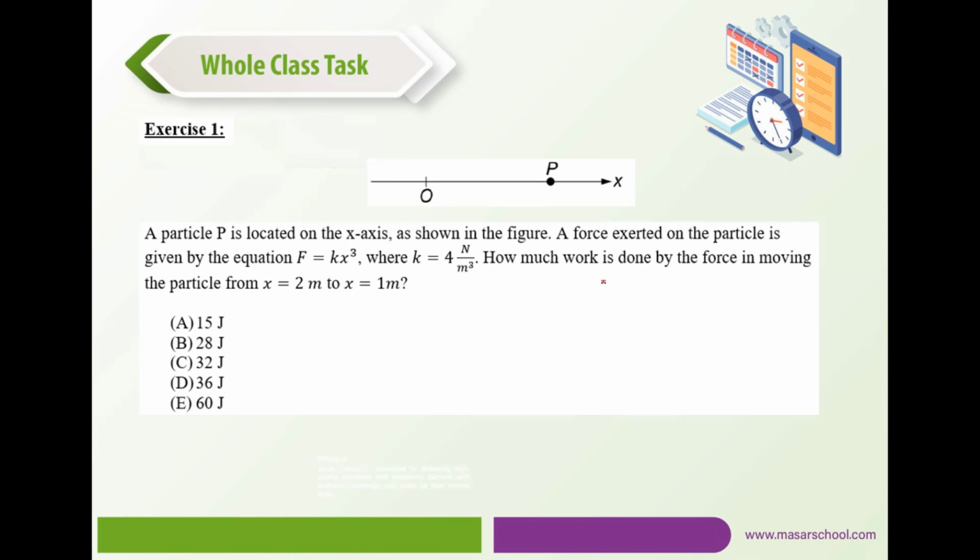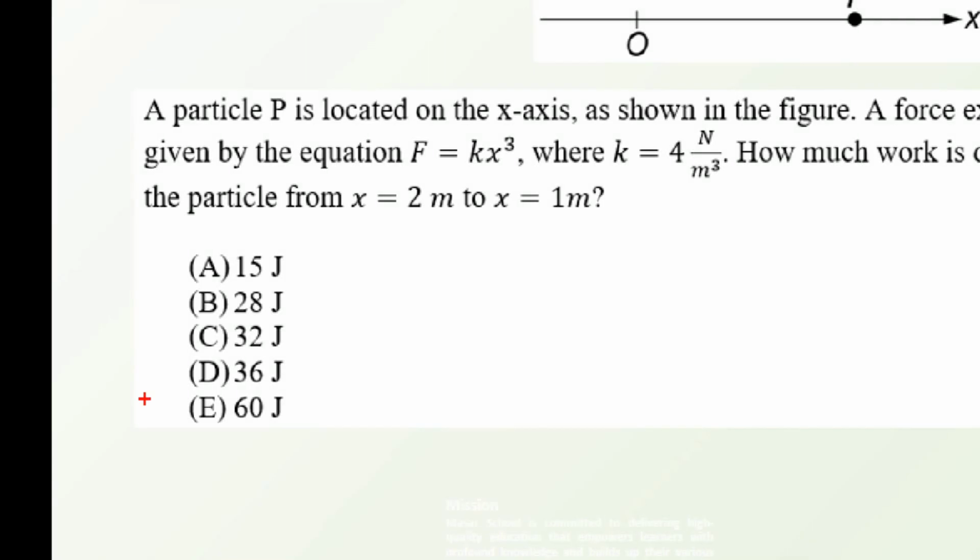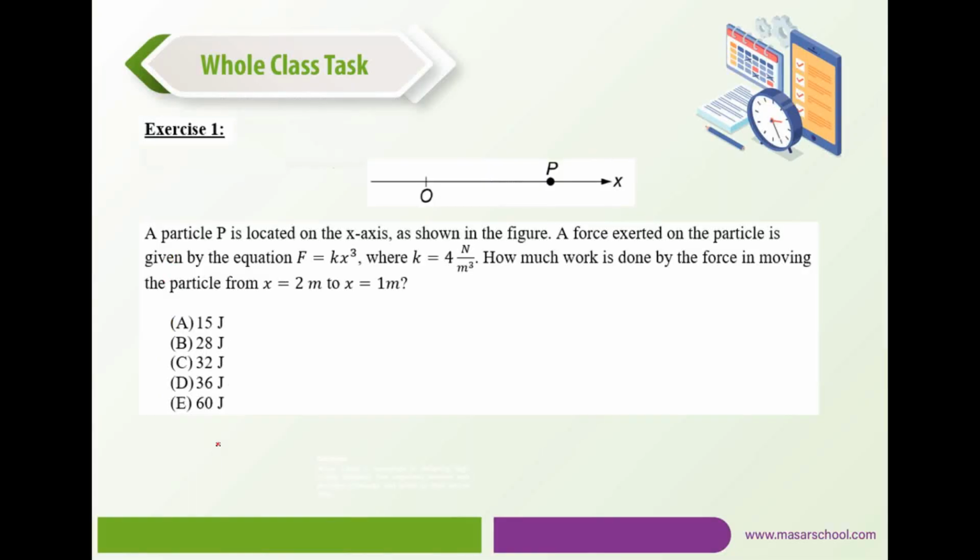Indeed, they're asking us to calculate the work done by the force in moving the particle from an initial position 2 to a final position 1. If you notice, the choices are given as positive, so no need to worry about the minus sign. Then the work done would be given by the integral from an initial position to a final position of F dot dx. Now the initial position is 2, the final position is 1, and the force is kx³ dx.